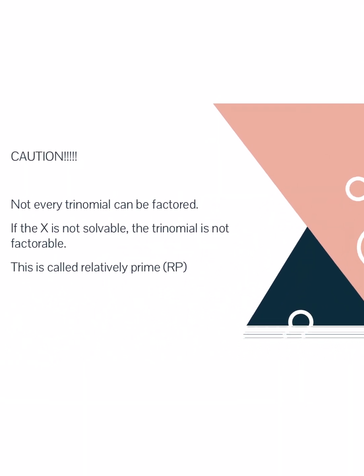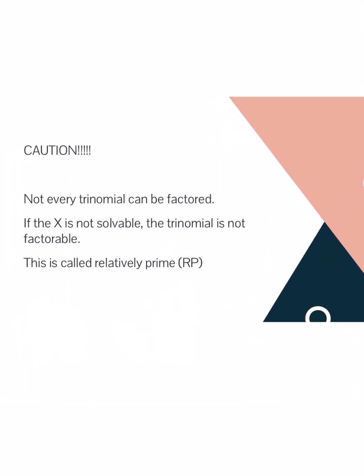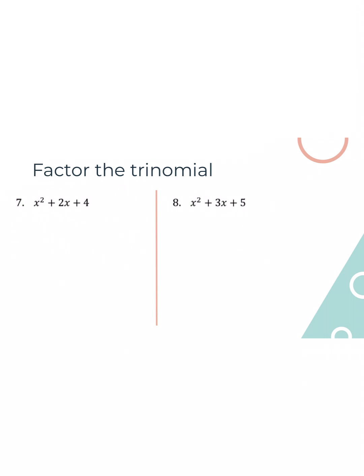Okay, so not every trinomial can be factored. If the x is not solvable, the trinomial is not factorable. This is called relatively prime. So if you find something that you can't figure out what multiplies to the top but adds to the bottom, if there's no factors that would do that, that's going to be a relatively prime number, or we can just label it as RP. So let's try a couple of those.